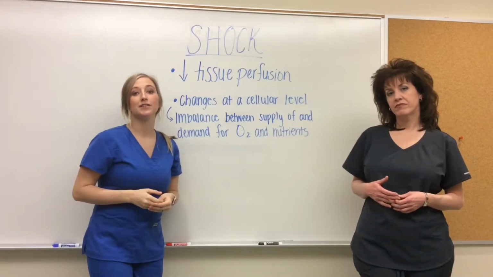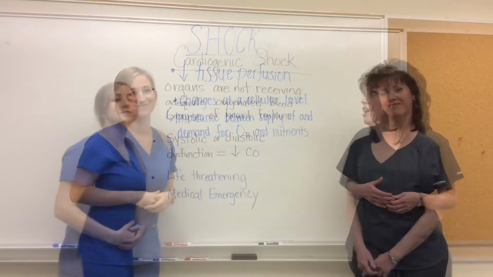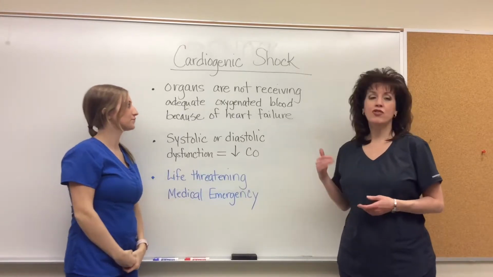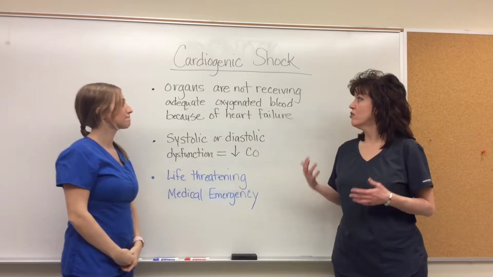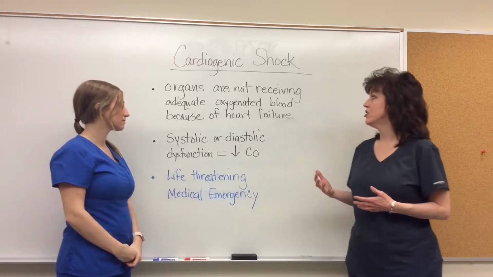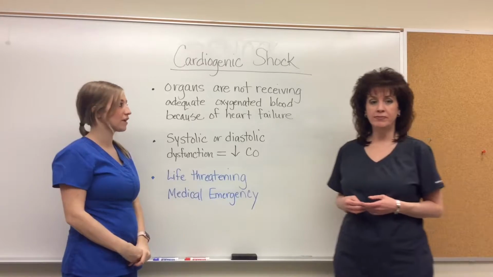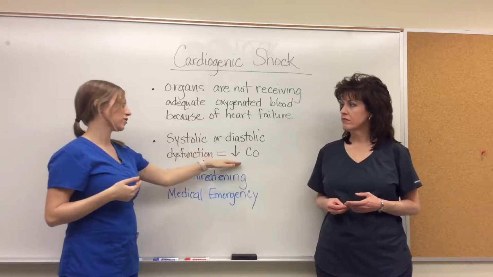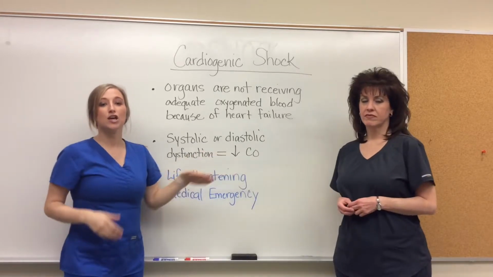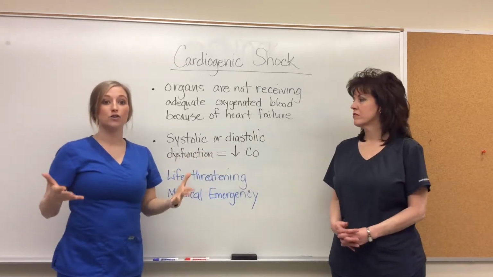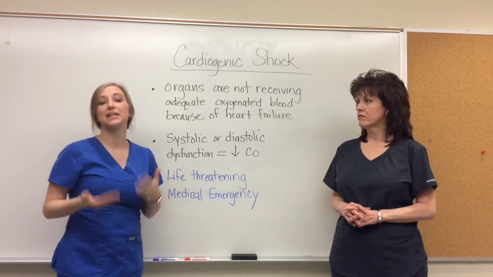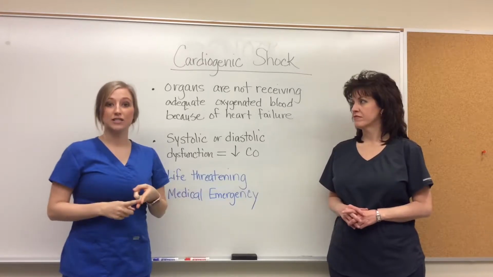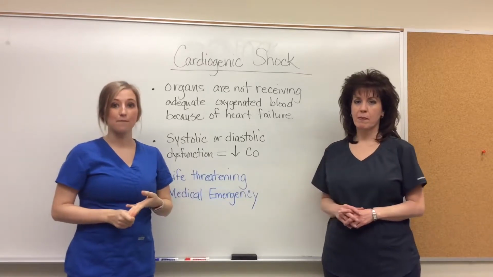So now we're going to go in and talk about cardiogenic shock. Cardiogenic shock is when your organs are not receiving adequate oxygenated blood because of heart failure. You can have a systolic or diastolic dysfunction, and the end result is going to be decreased cardiac output. The heart has enough blood volume to pump, but it's just not able to do it. So that ends up decreasing cardiac output, decreasing perfusion, and eventually leading to cell hypoxia.